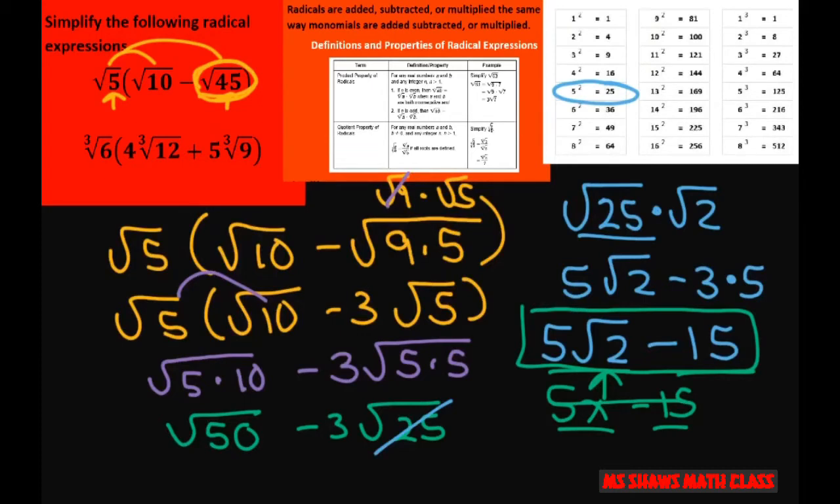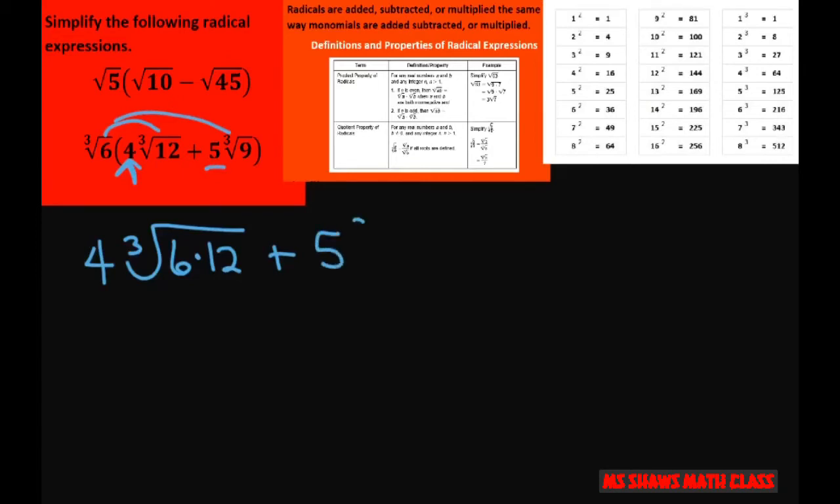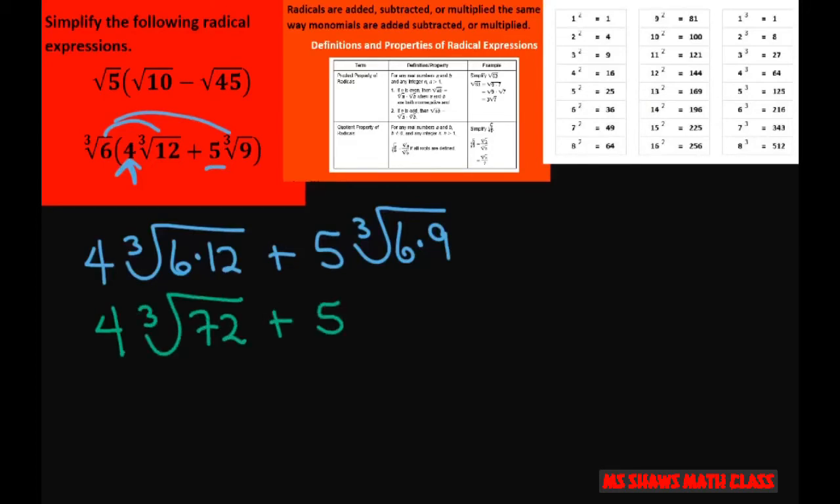Okay, do the same thing for the next one, but we're dealing with cube roots. So I'm going to go ahead and just multiply this through. The 4 is not under the radical, so bring it out: the cube root of 6 times 12. Plus, pull the 5 out: the cube root of 6 times 9. So this simplifies to 4 cube root of 72 plus 5 cube root of 54.